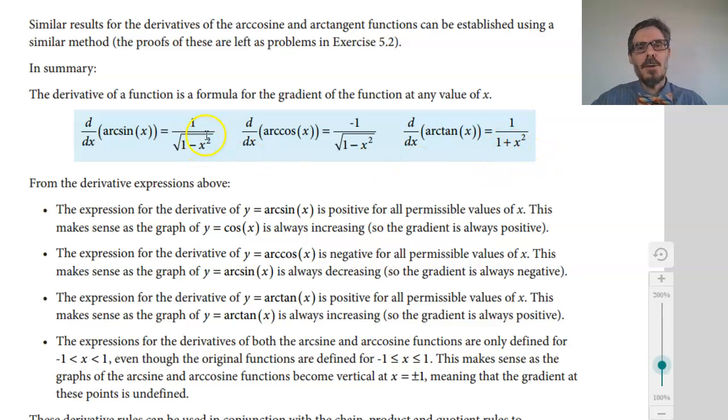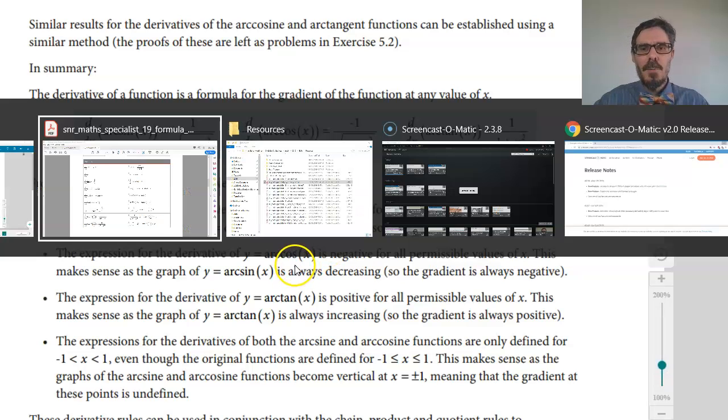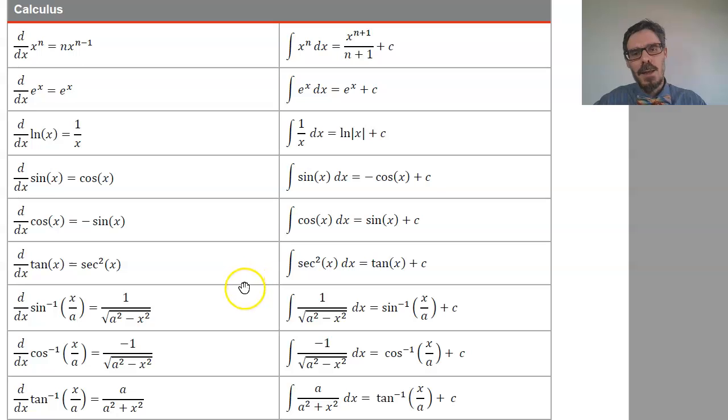Now, by the way, don't panic about how funny these look and how hard it's going to be to remember them, because on your formula sheet they are here. Derivative of arcsin, derivative of arccos, and derivative of arctan. Now they actually have an adjustment here, divided by a, which we'll come to later. It's the next little bit after I do some examples for you. But you don't have to try desperately to remember the exact forms of these derivatives. They are on the formula sheet.